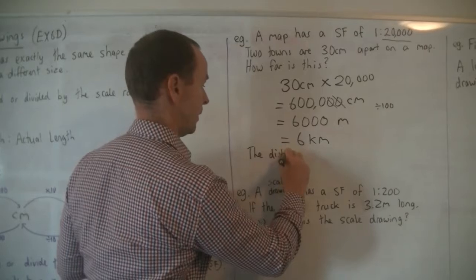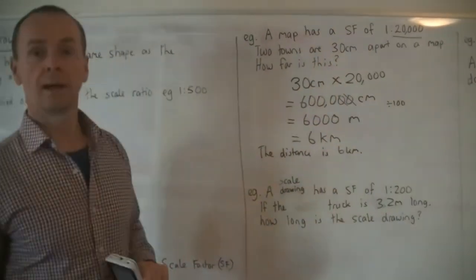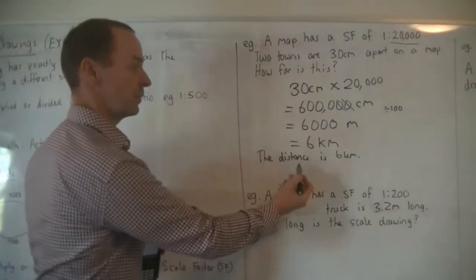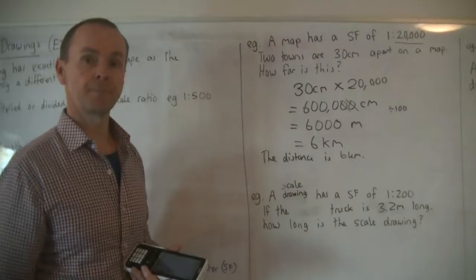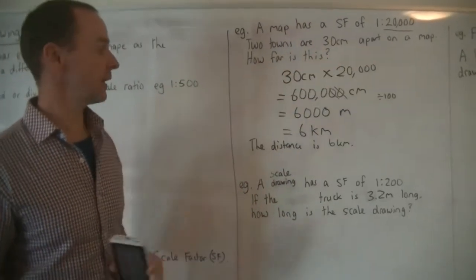The distance between the two towns is 6 kilometres. And that's a sensible answer, isn't it? So the 30 centimetres on the map is equal to 6 kilometres in real life. See, so that's one where it gets bigger, so you multiply it by the scale factor.